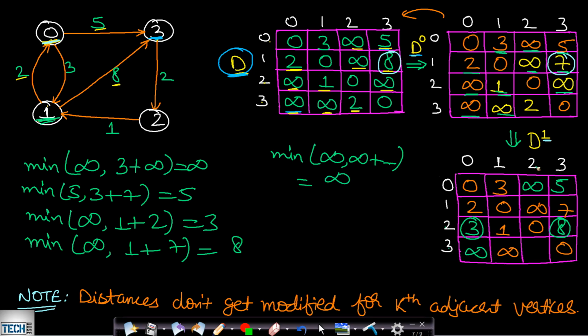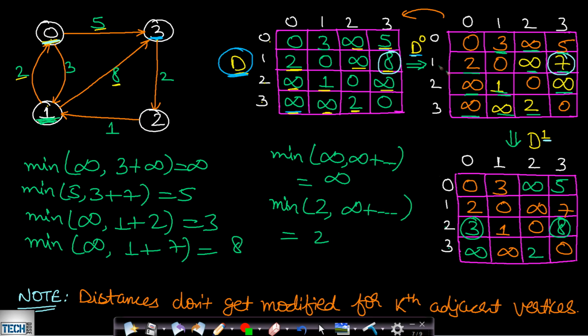Now we will see for 3 to 2. So for 3 to 2 value is 2. So this will be minimum of 2 comma, and then we are finding from 3 to 2 via this 1. So this will be from 3 to 1 and then from 1 to 2. So 3 to 1 value is infinity. So we don't care about the second value. It will come out to be 2. So this will be 2 here.